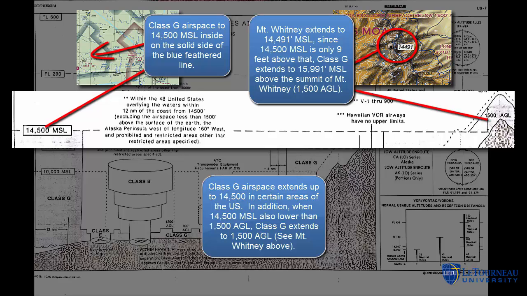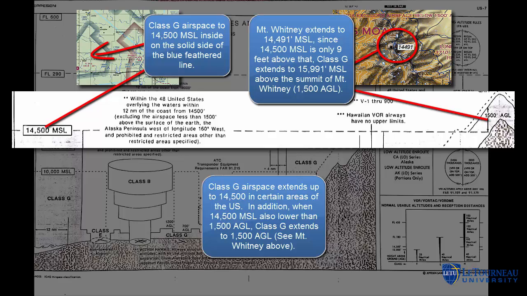So in that case, when terrain extends above 14,500, there's a Class G buffer essentially above that terrain to 1,500 AGL. On the right side there you see that Mount Whitney extends to 14,491 feet MSL, and since 14,500 feet MSL is only 9 feet above that, Class G extends to 15,991 feet MSL above the summit of Mount Whitney.